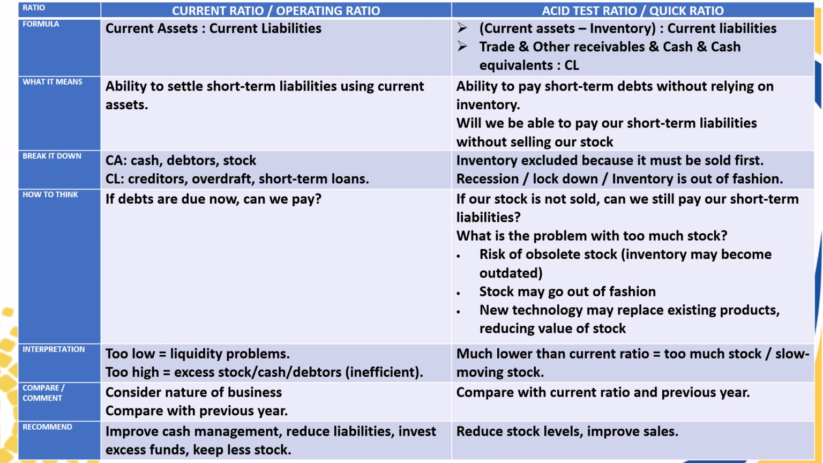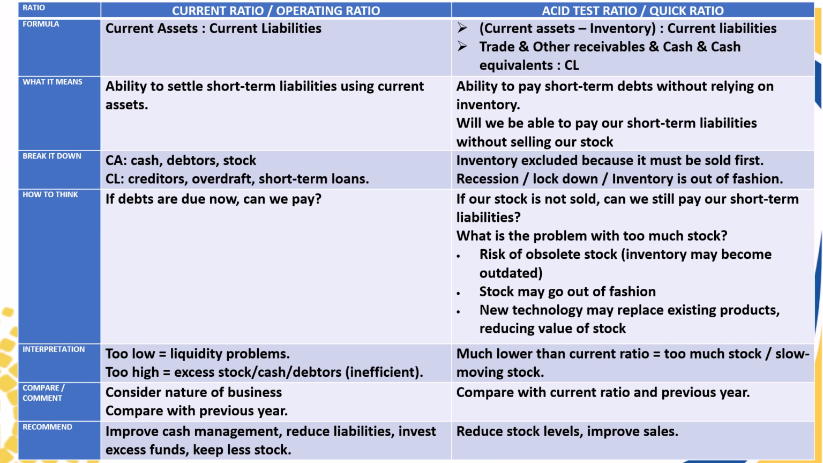Will you then still be able to pay your current liabilities? There's two ways to calculate your asset test ratio. It's your current assets minus inventory in relation to your current liabilities, or your trade and other receivables plus your cash equivalents in ratio to your current liabilities. What can you do to improve if there's a big difference between your current ratio and your asset test ratio?